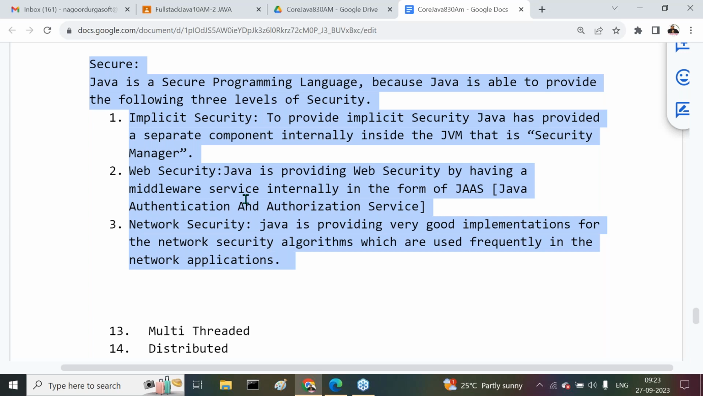Whenever our data is in a different form, even though third-party users can read the data, they are unable to understand it, so they are unable to use our data in their applications. So automatically here we are providing security for the data which is transferring in the network.